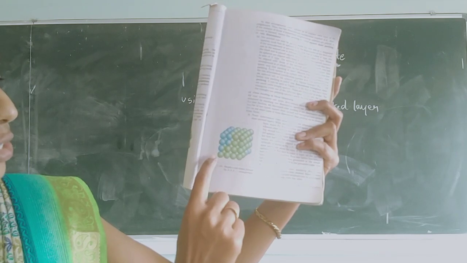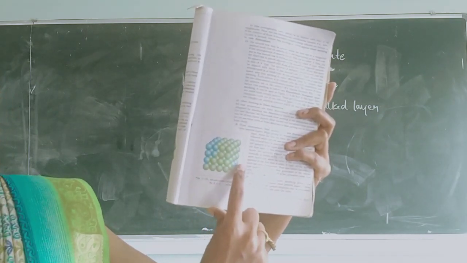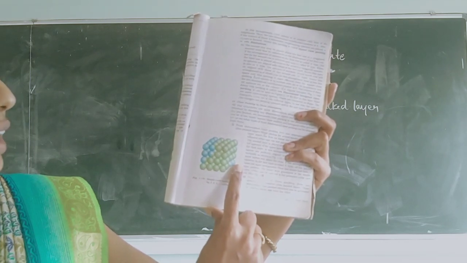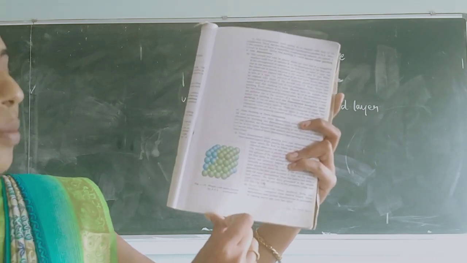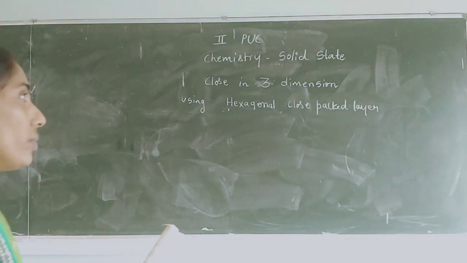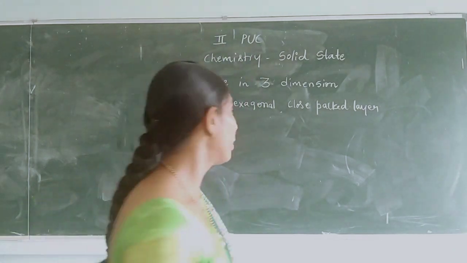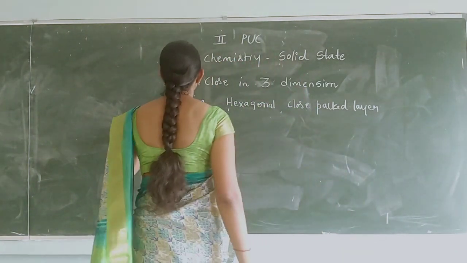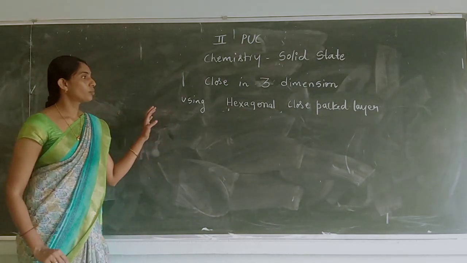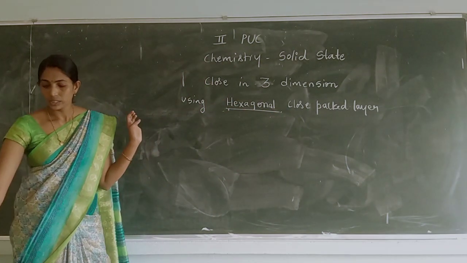So each layer is usually considered as what? AA pattern. The AA pattern repeats again and again. Okay, and that will usually look like a simple cube. It is usually called a simple cubic unit cell or primitive unit cell. Why? Because the AA pattern repeats there. Right. So we'll discuss three-dimensional close packing using the hexagonal close packed layer.